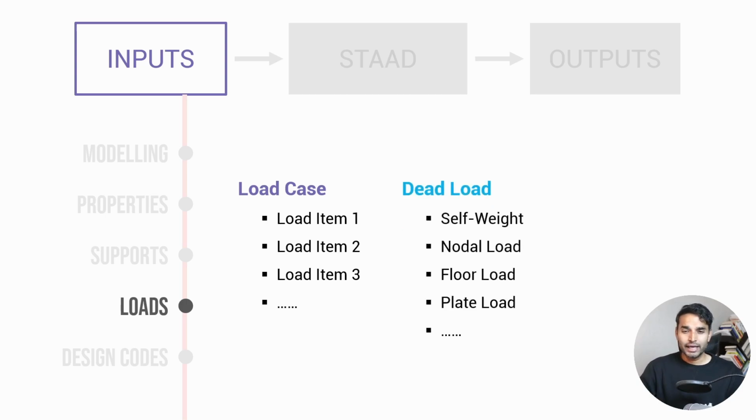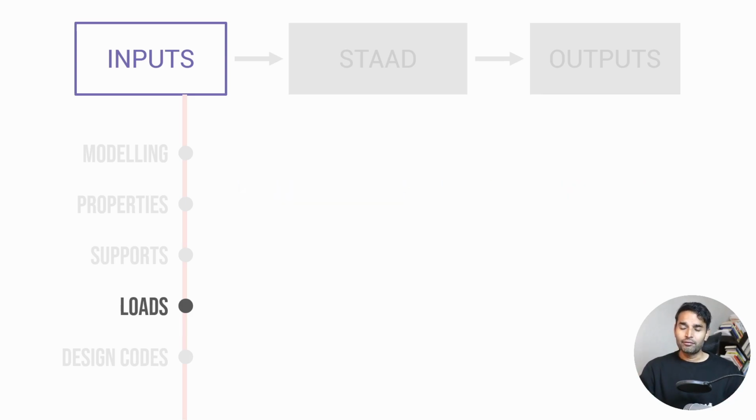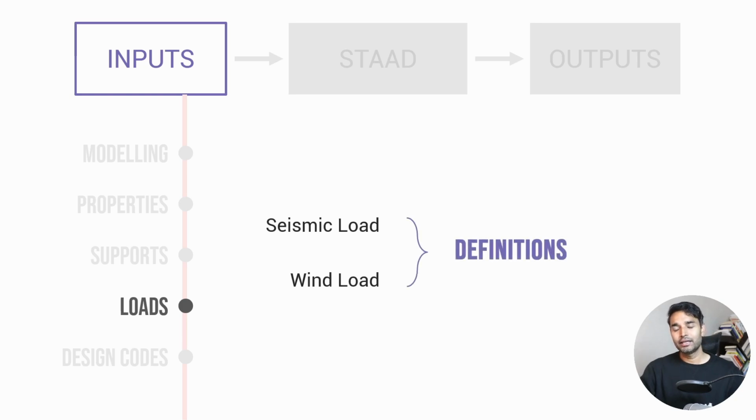So a dead load case would look something like this. We have a dead load case, and under that, we have dead load items, which could be self-weight, nodal loads, floor loads, or plate loads. For live load, it would look something like a floor load and a plate load. Additionally, we have some load types called seismic load and wind loads, which require some additional properties to be given, which are going to be called definitions.